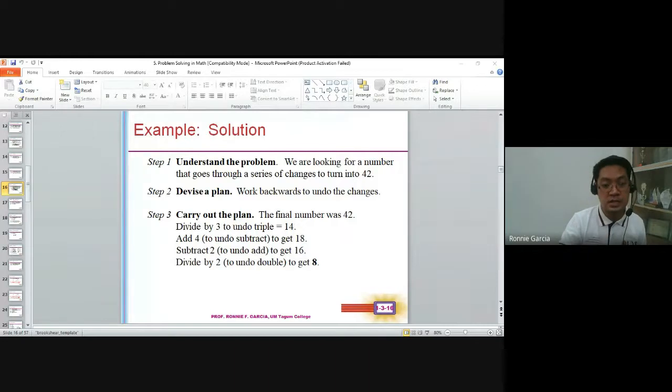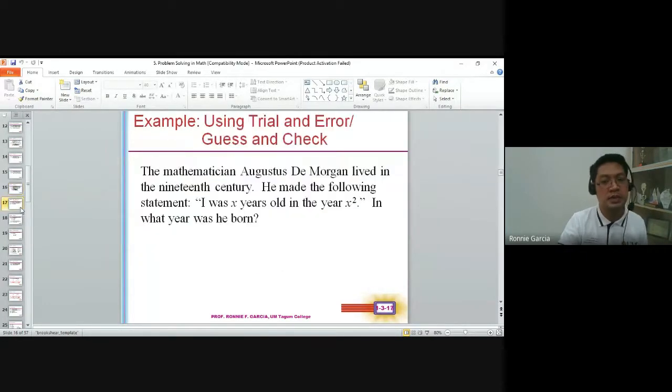Working backwards is actually easy. So let's proceed to another kind of problem. This is, I think, unknown to you, but you can use trial and error or guessing and checking to get the correct answer. Let's see if any of you can get this one.